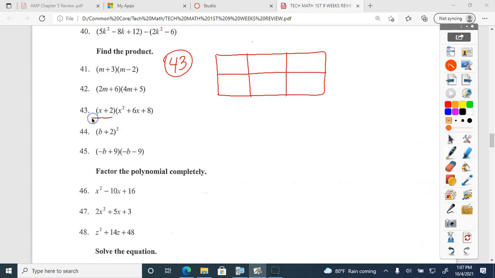If you have a binomial times a trinomial, no big deal. You just got to add a couple more boxes. Okay? So you got x plus 2 and x squared plus 6x plus 8. And you do the same process. This will be x to the third, 6x squared, and 8x, 2x squared, 12x, and 16.